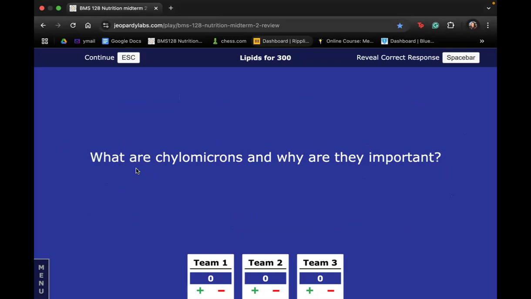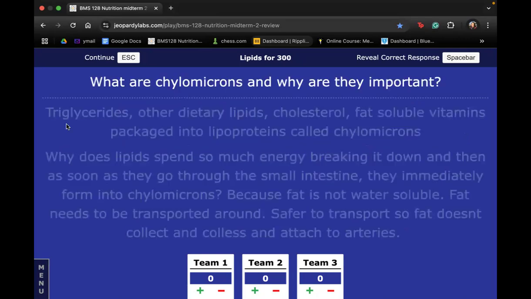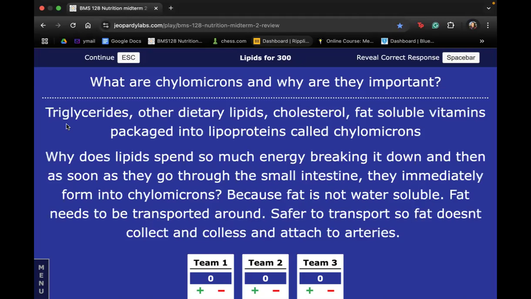Don't they allow larger fats to get transported throughout the body? Yeah, they are a bunch of different fats packed into lipoproteins called chylomicrons. And the question I also asked is why does the body spend so much energy breaking down lipids just to do this? It's because as soon as they go to the small intestine, they immediately form into these. Why does that happen?